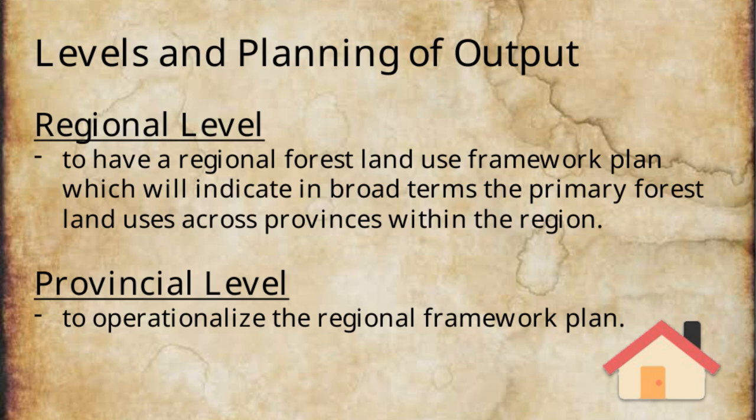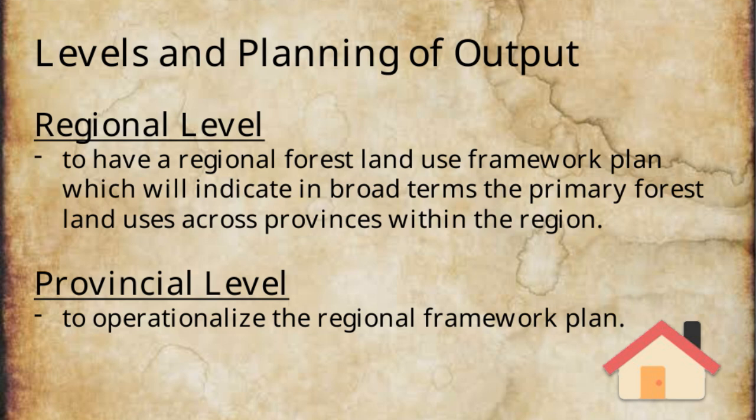In other words, provinces take the broader guidelines and translate them into specific actions and plans that fit their local contexts. This is where strategic planning becomes more detailed and tailored to local needs, ensuring that the regional vision is effectively implemented on the ground.